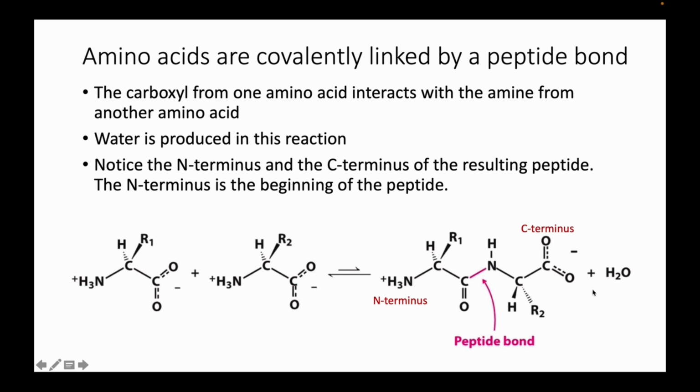Notice in our newly formed peptide made out of two amino acids, we have what's called the N-terminus. That's going to be the end of the peptide where the amine is. And we also have the C-terminus, which is where that carboxylic acid is.